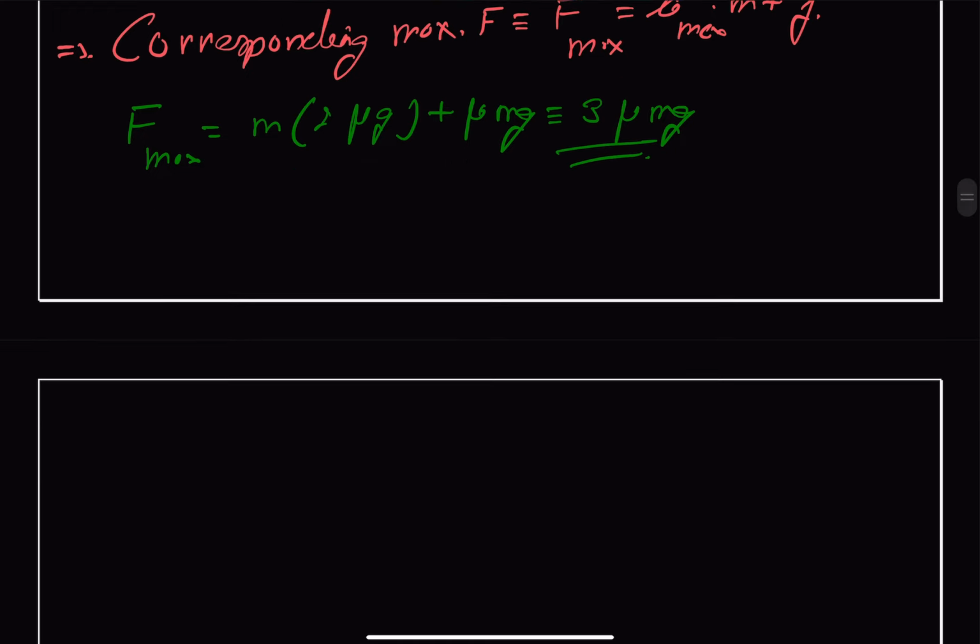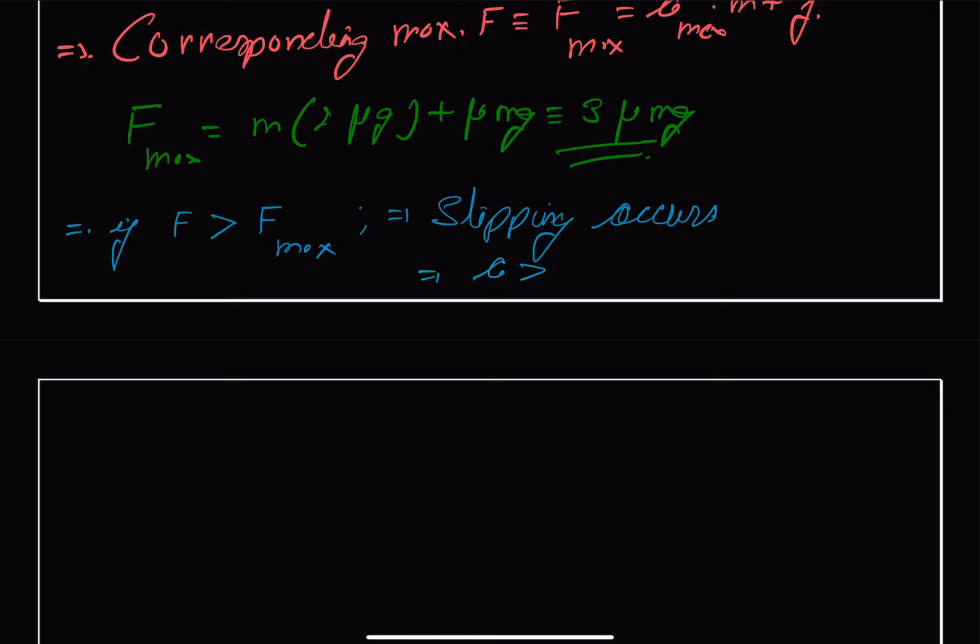And from here we can just draw a slight conclusion that if the applied force is greater than our maximum force, then under this condition slipping is going to take place. Slipping occurs. And we can also say that our acceleration will be greater than A max. Okay, but the friction now will be kinetic in nature.